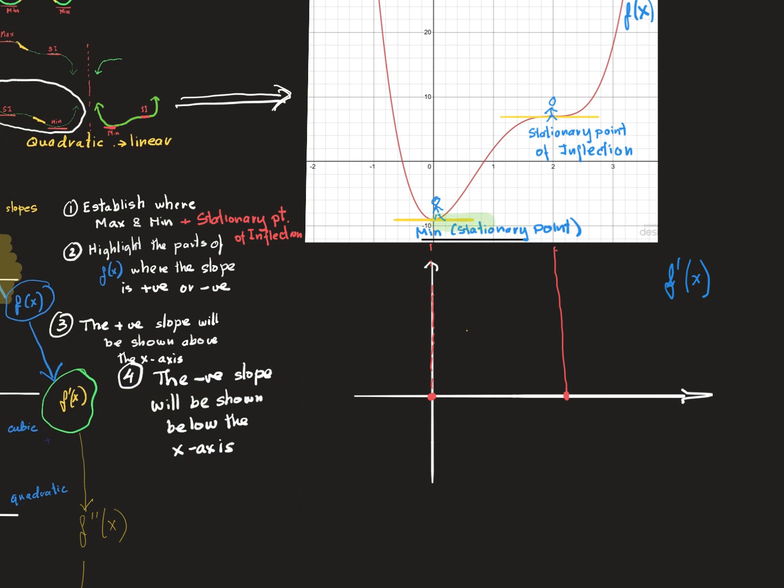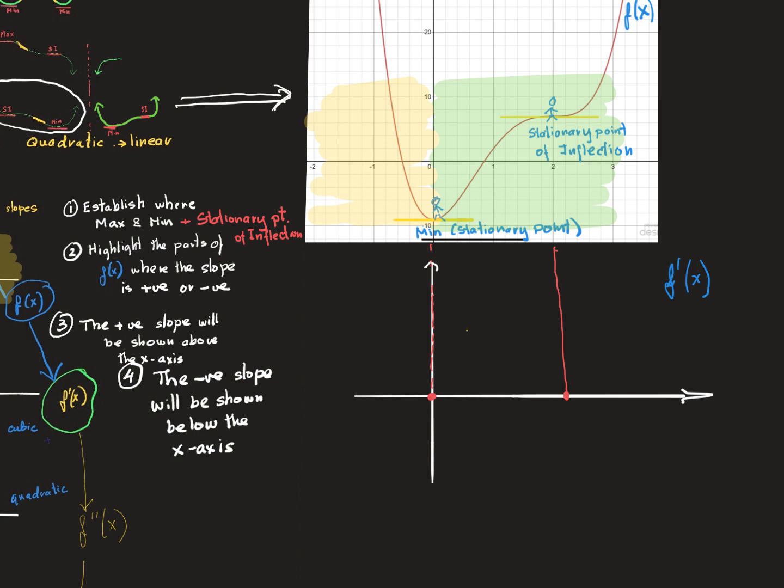So it's obvious that on this side our slope is going to be positive. So I'm just highlighting it all in green. And it's also obvious that on the left-hand side my slope is going to be negative. So using rules 3 and 4, the positive slope will be shown above the x-axis, and the negative slope will be shown below the x-axis. Our negative slope here on the left will have to be below the x-axis, but let's just examine what it actually looks like.